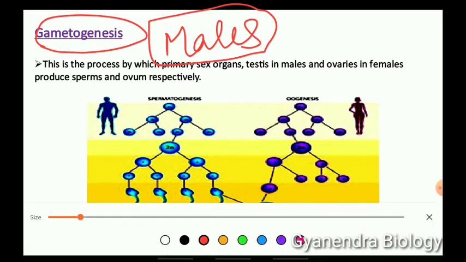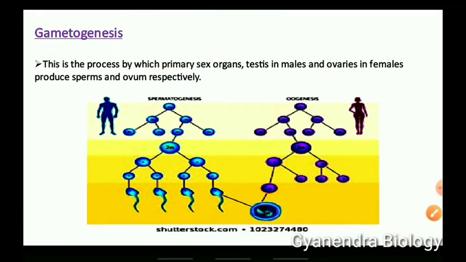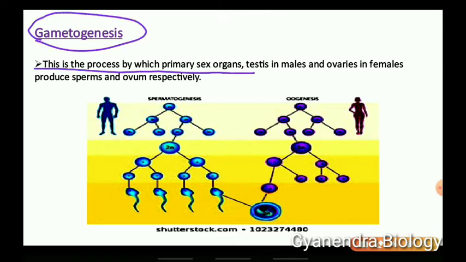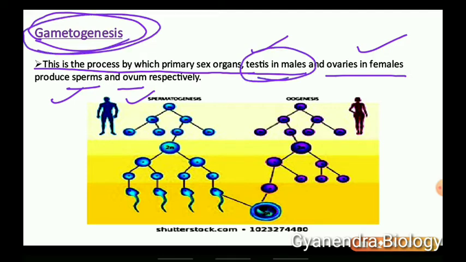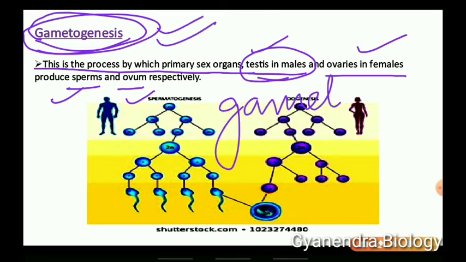See, here you can see very well that this is the process. Which process? Gametogenesis is the process by which primary sex organs, that is testis in the males and ovaries in the females, produce the sperms or ovum respectively. Sperms are produced by the testis in males and ovum is produced by the ovaries in females. So today let us see how the testis of the males undergo gametogenesis, how they form the gamete cells. Let us discuss it in detail.